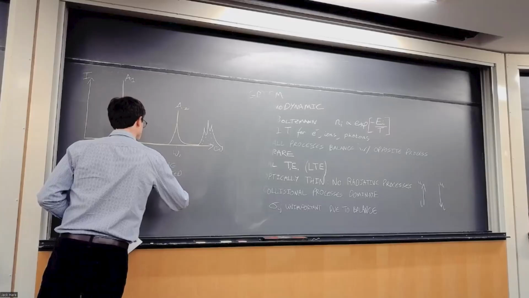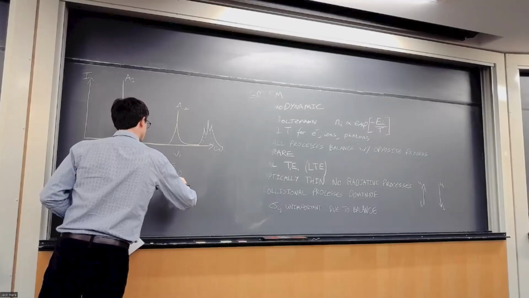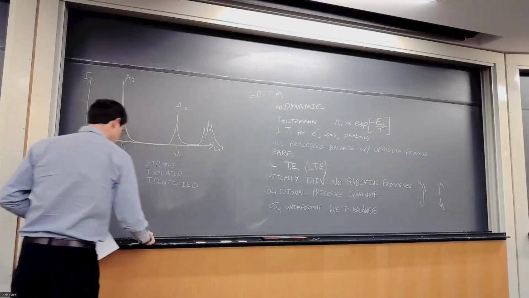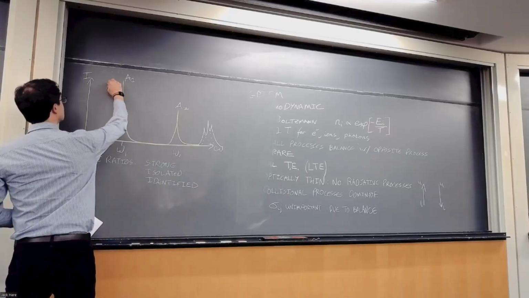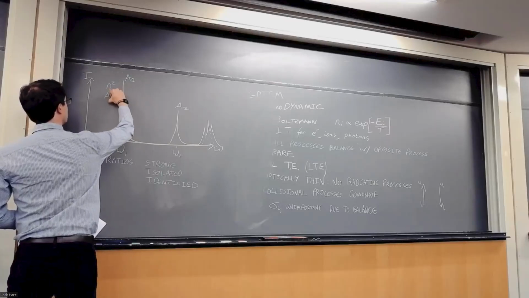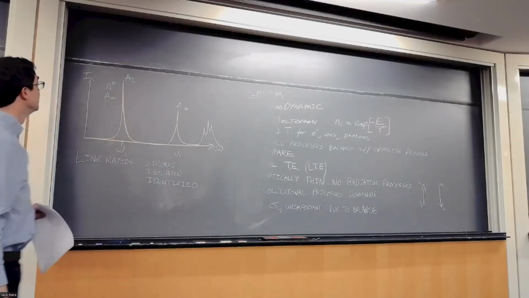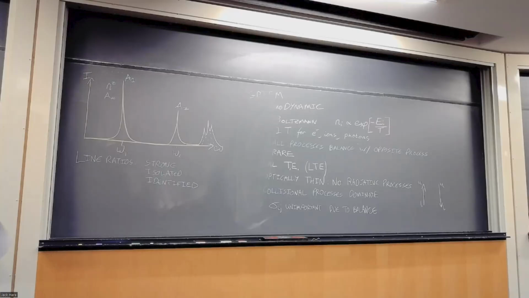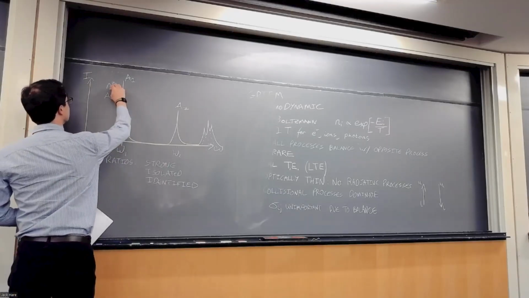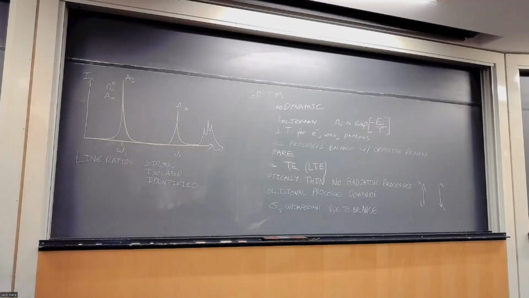You need to know what these lines correspond to. So identified in this case means we need to know what the ionization state is for it, and we also need to know what upper level and lower level it corresponds to within that ionization state. So we technically need to know the density of the upper state here.